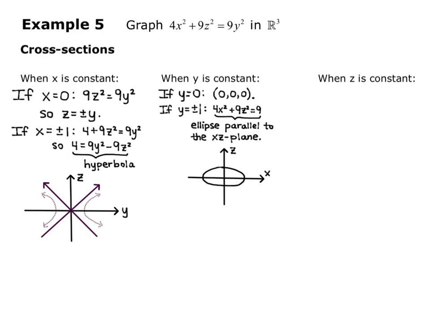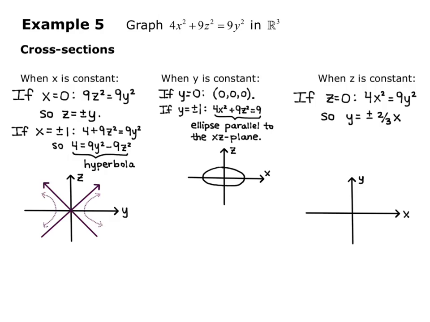And now we want to move on to when z is constant. So if z equals 0, then we get 4x squared equals 9y squared. So y equals plus or minus 2/3 x. We just solve for y. And so that's going to be two lines intersecting at the origin in the xy plane with a slope of 2/3 and negative 2/3.